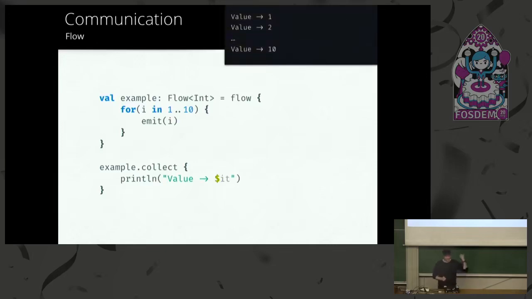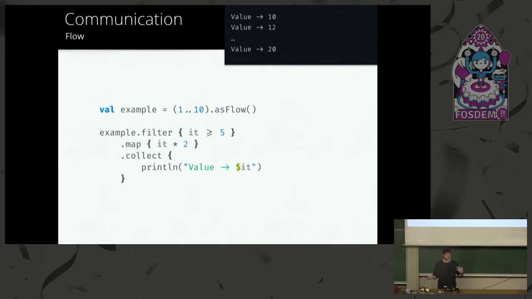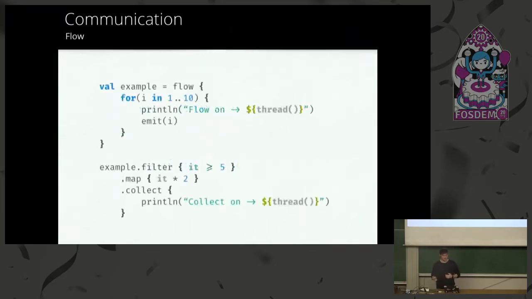So here we get values 1 to 10. And we also have operators, coming from the stream world, like filter, map, and also extension functions, like here we have a range as flow, you can have a list as flow. But the more important thing about communications with flows and threads is that the collect or the terminal operator always determines on what context we're going to run, on which dispatcher.